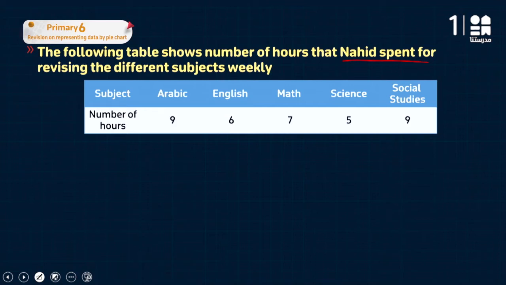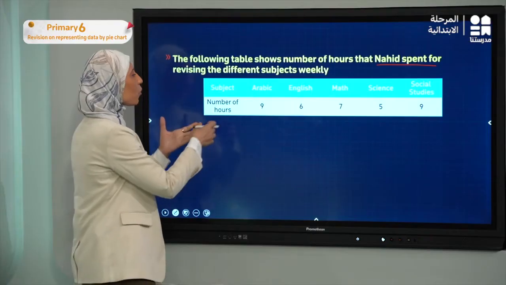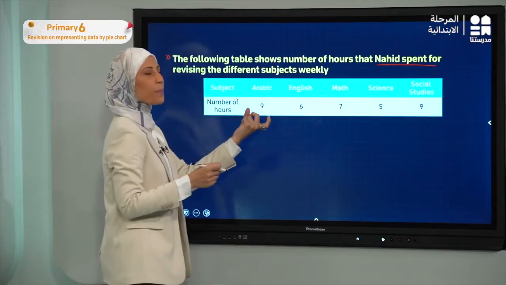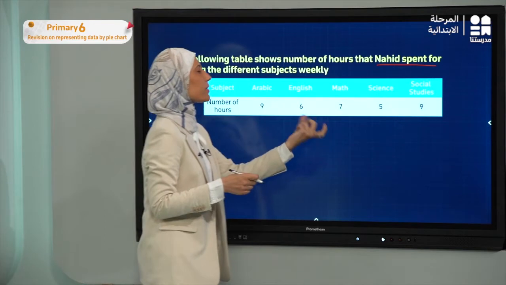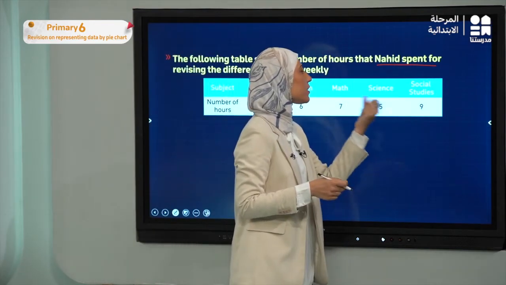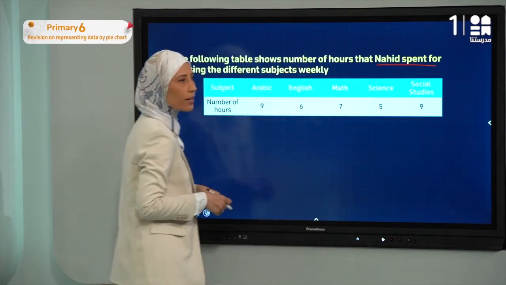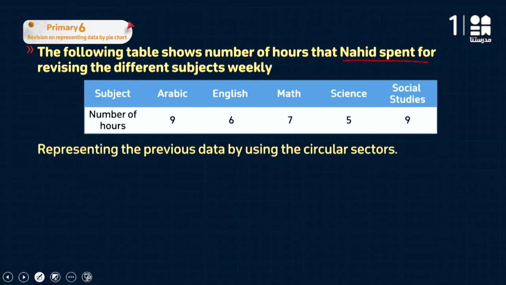I have a student, Nahid, who spent a number of hours studying and revising her subjects. First of all, Arabic she spent 9 hours, English 6 hours, math 7 hours, science 5 hours, and social studies 9 hours. What does he want from me to do after that? He wants me to represent the previous data by using the circular sector.